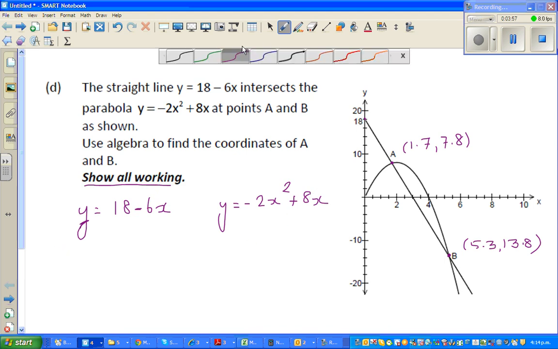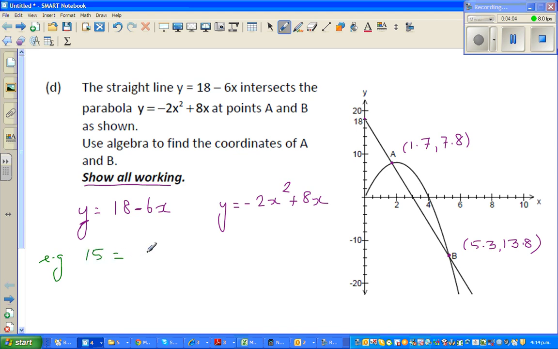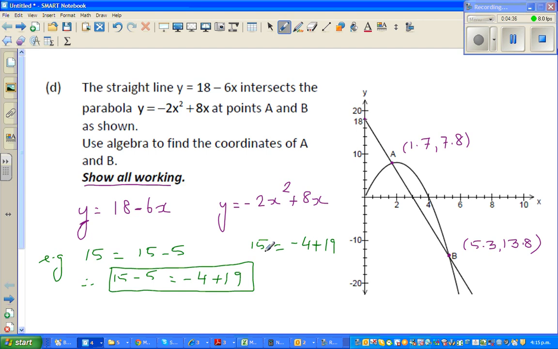I'll give an example. Suppose this is a very simple argument. Suppose 15 is 15 minus 5. Okay? And I can say 15 is minus 4 plus 19. Therefore, can I say 15 minus 5 is same as minus 4 plus 19? So I'm using the same argument. So if 15 is 15 minus 5 and 15 is minus 4 plus 19, then I can say 15 minus 5 is equal to minus 4 plus 19. The same way, I can say this is equal to this.